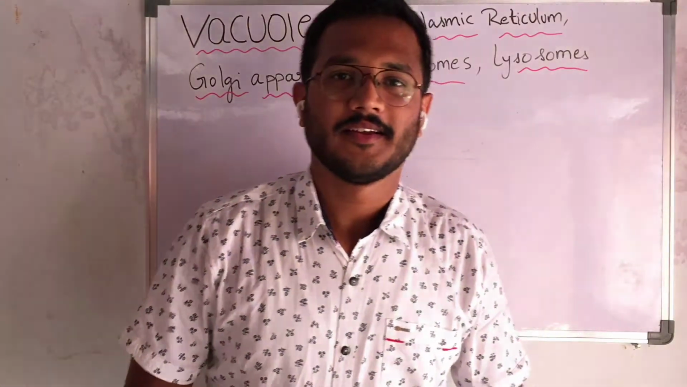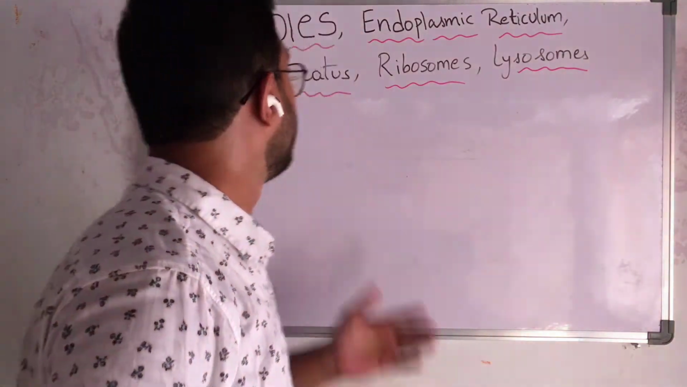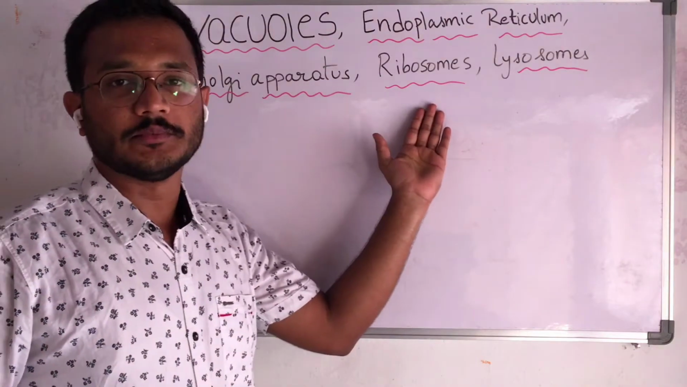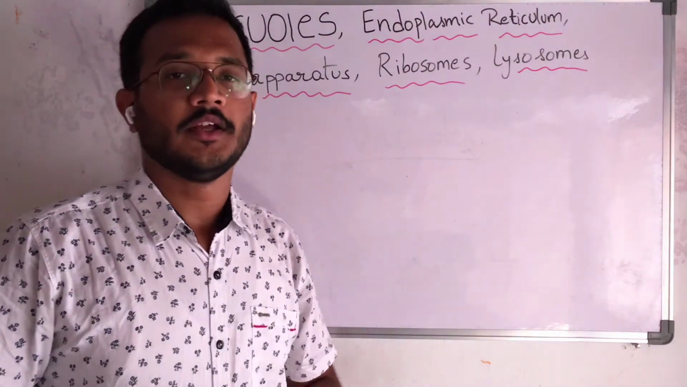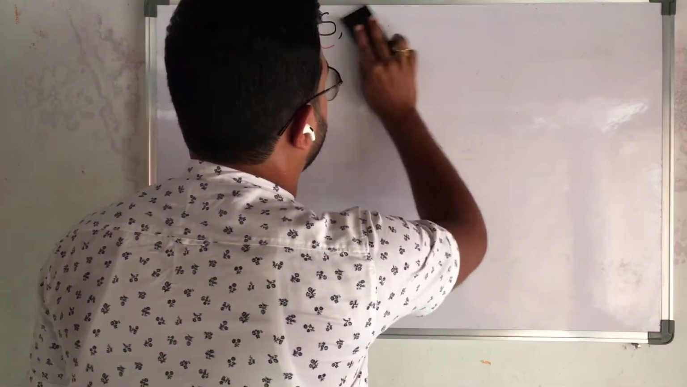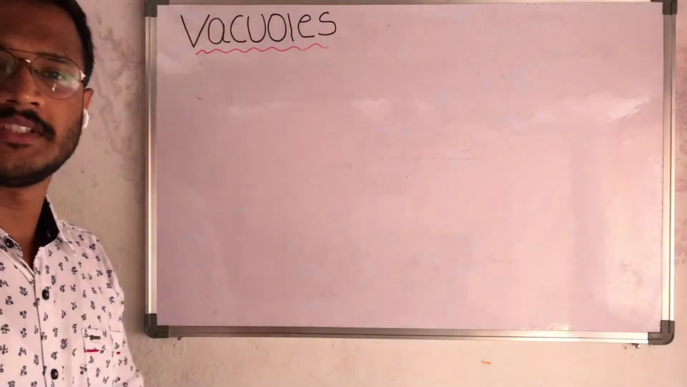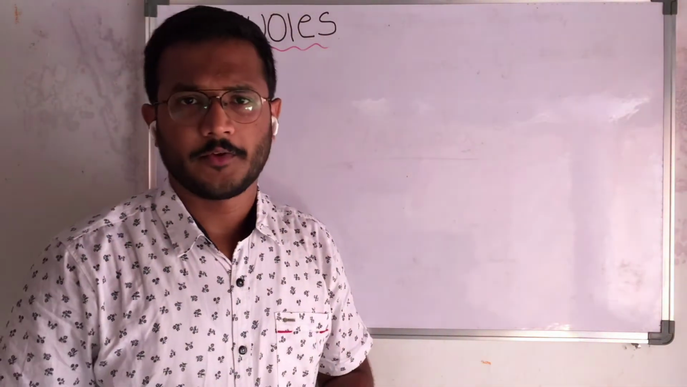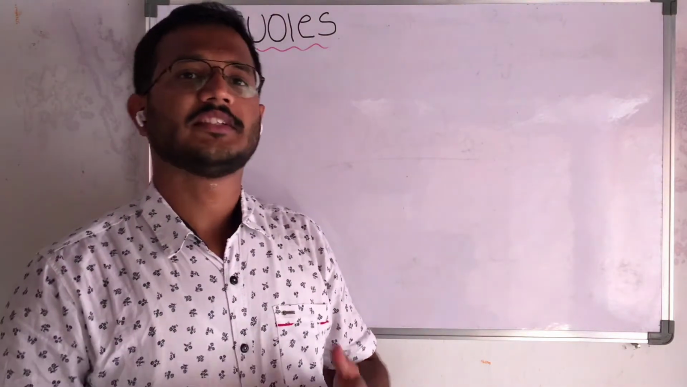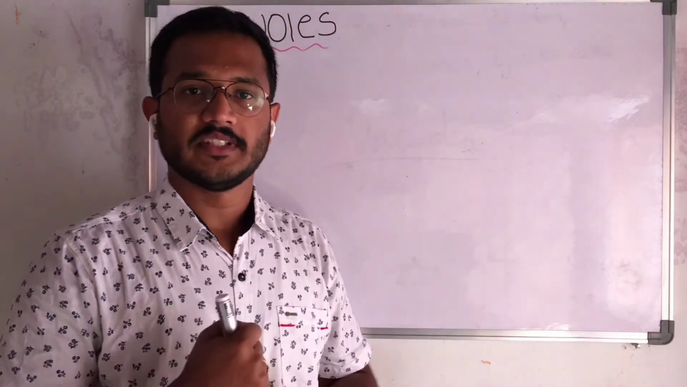Welcome back. In this video, we will discuss other types of cell organelles. Those are vacuoles, endoplasmic reticulum, Golgi apparatus, ribosomes, as well as lysosomes. As a part of that, today we will discuss the first cell organelle, that is vacuoles. What are vacuoles, and what is the structure of vacuoles? In which type of organisms are they present, what is the specific function of the vacuole, and what is it made up of? Those details we will see in detail.